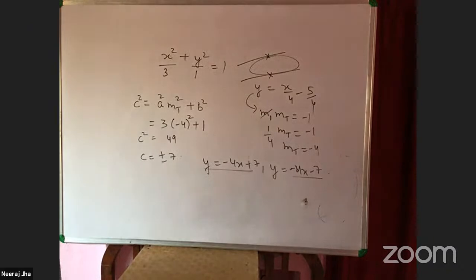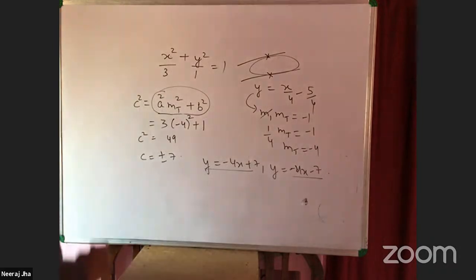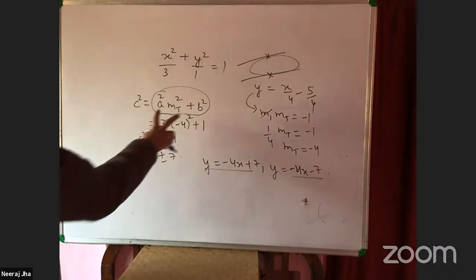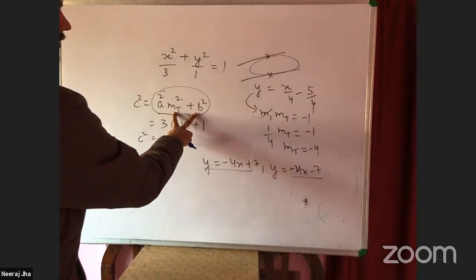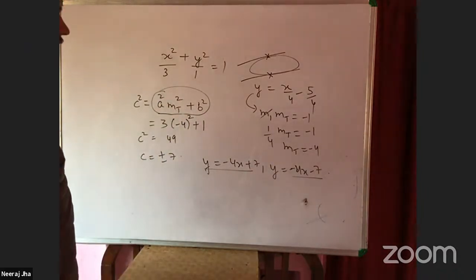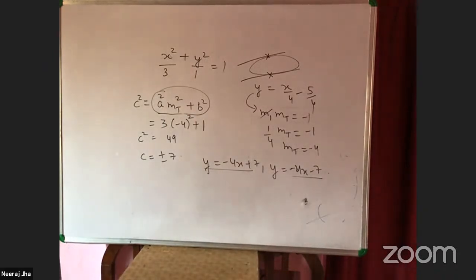Acha, one more important thing I want to tell you. You can draw a tangent of any slope on this ellipse, which is not true for hyperbola. In hyperbola there is a restriction on slope, but in ellipse there is no restriction. You can draw a tangent of any slope. Why? Because this quantity is always positive. In hyperbola a minus comes, so that quantity is not always positive. So this quantity is always positive. That means you can draw a tangent of any slope on this particular ellipse.